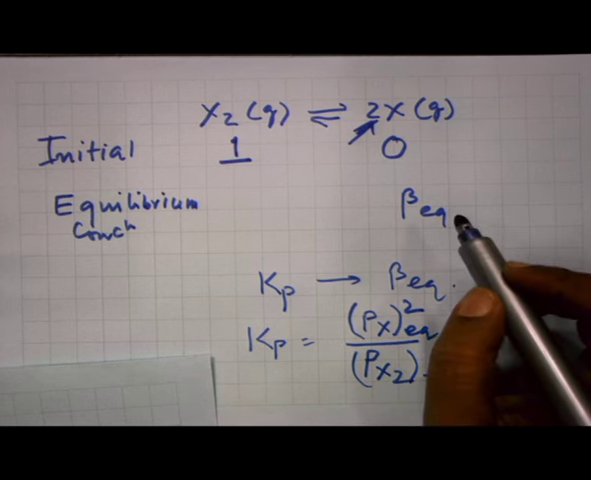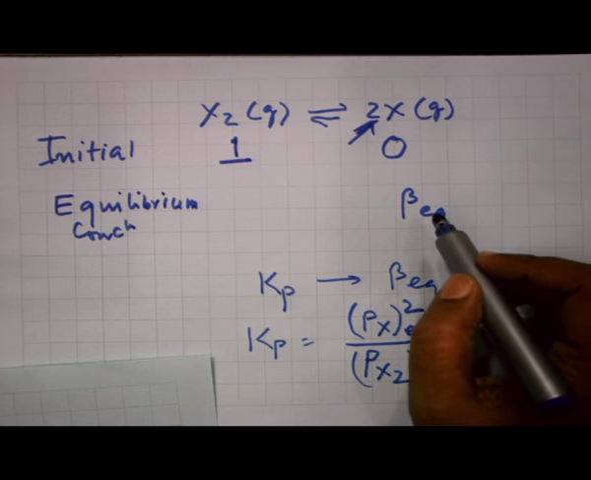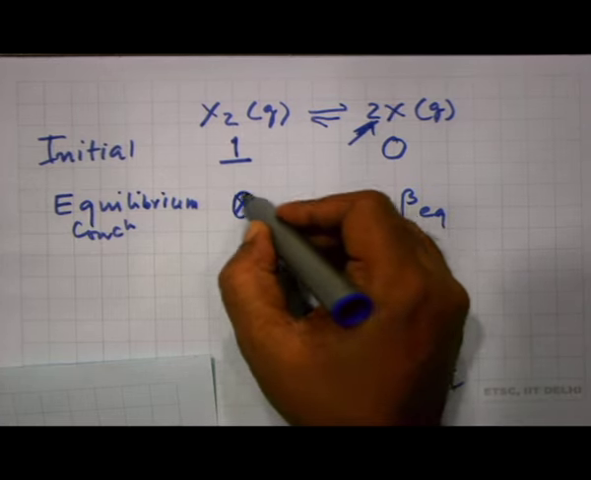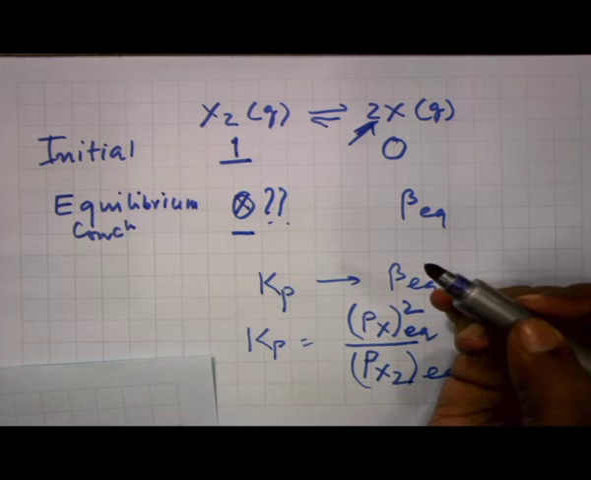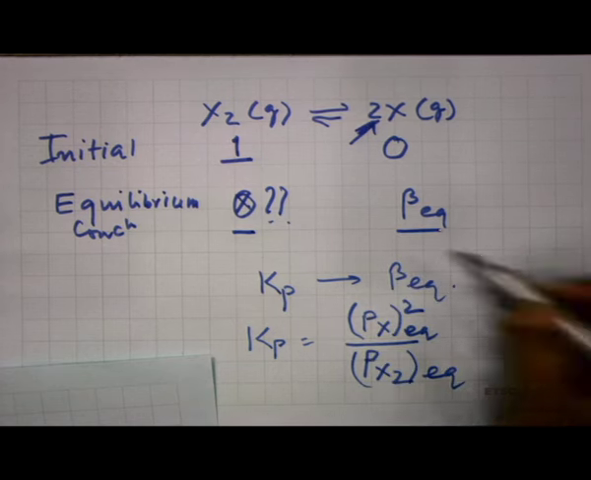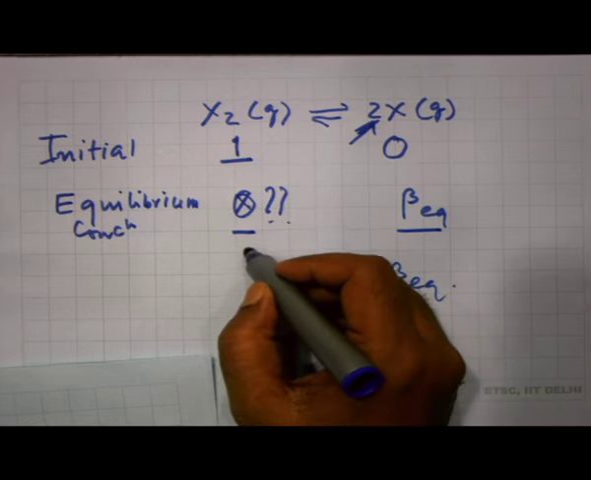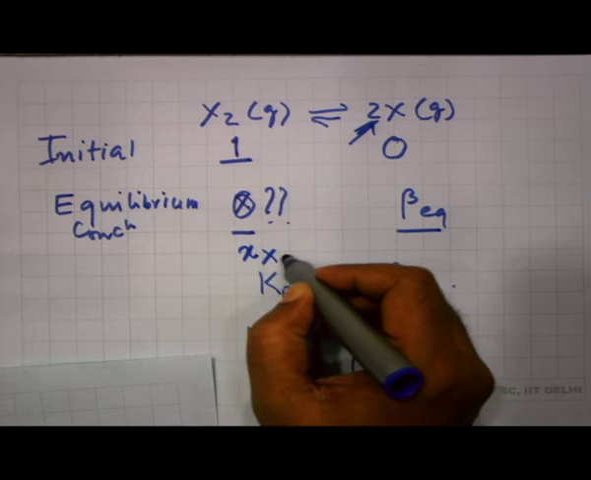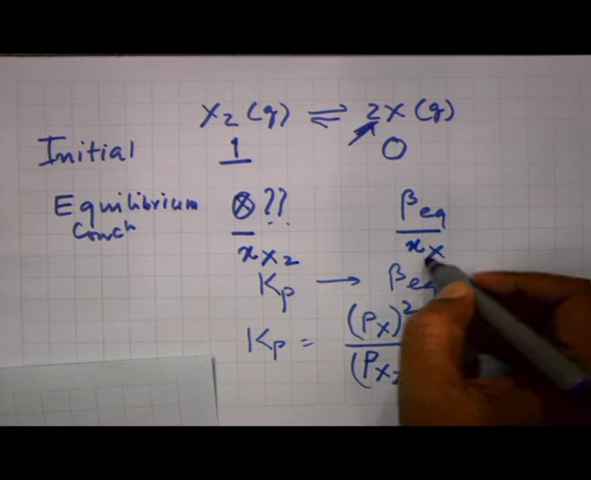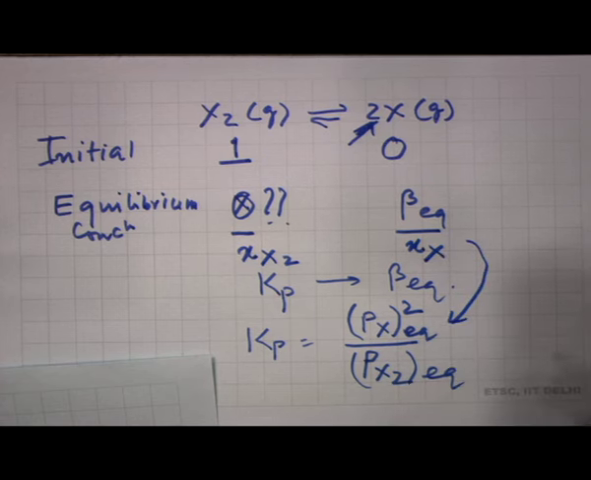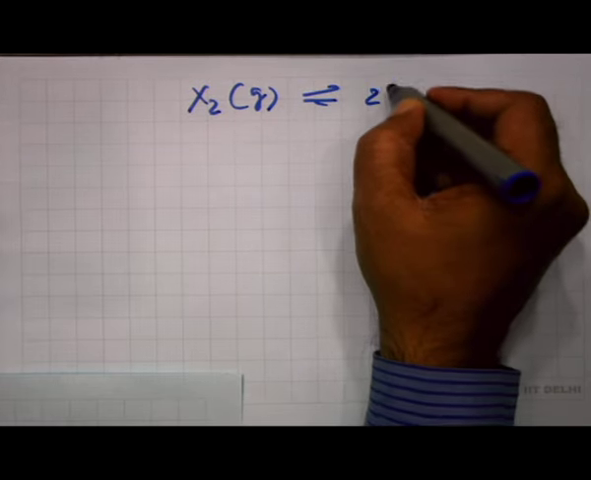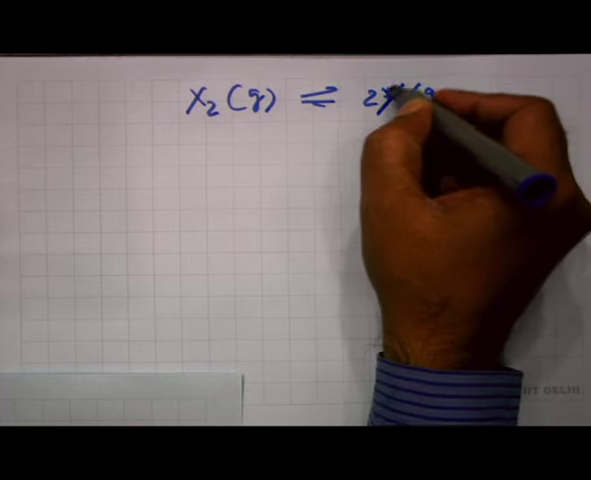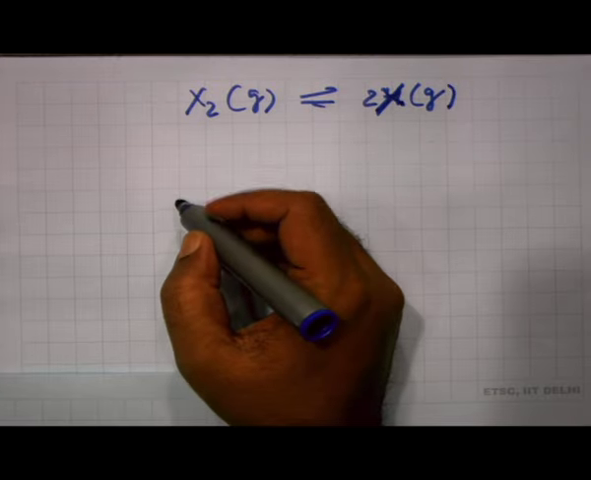First thing is we need to calculate the number of moles of X2. Once we know the number of moles of X2 and the number of moles of X, then we need to calculate the mole fraction of X2 and the mole fraction of X, and then finally we can calculate your Kp. So, let us go and see. The first step here is the calculation of the equilibrium concentration of X2.